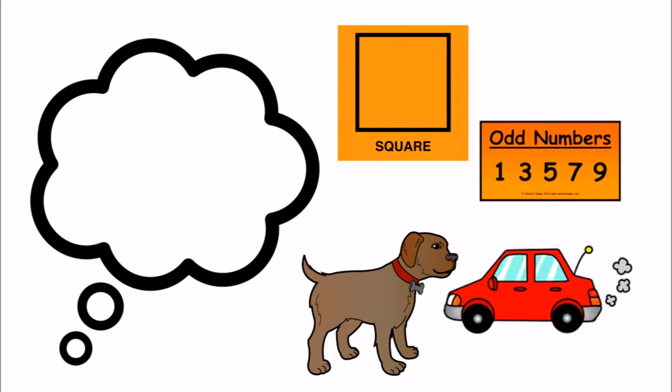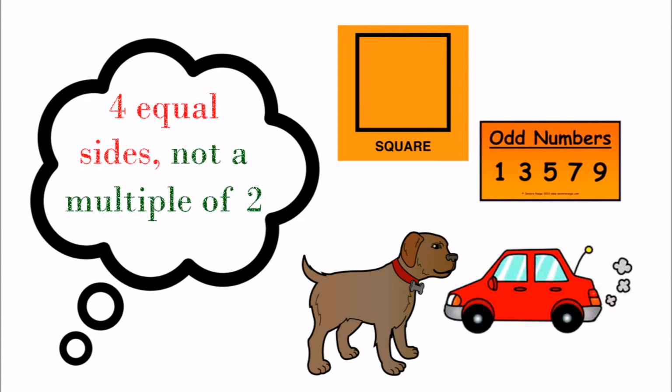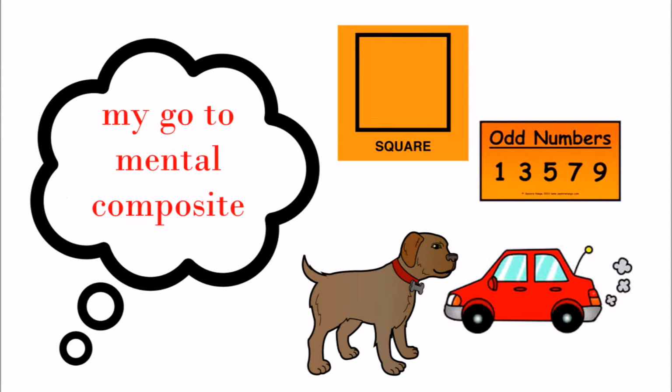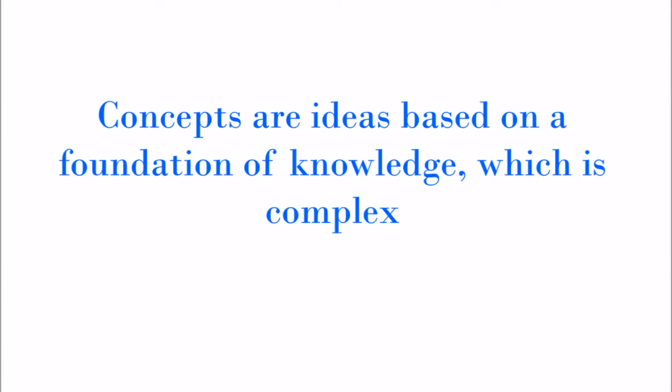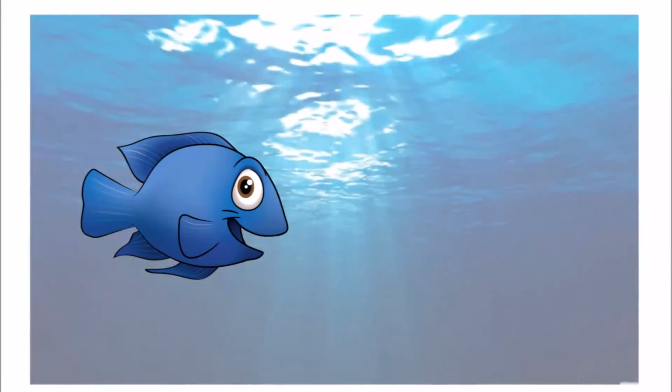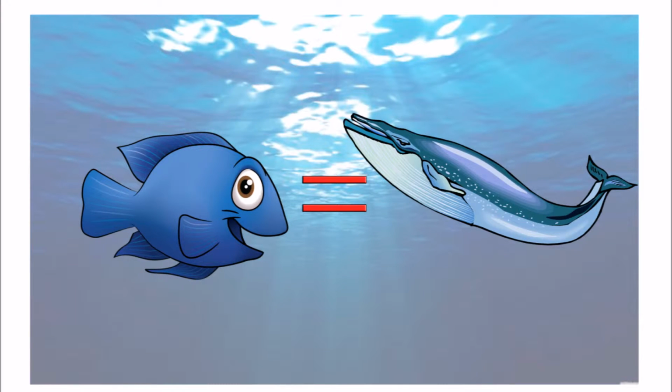So concepts, like the square or odd numbers, are constructed based on the characteristics, and car or dog are represented with prototypes or exemplars. This is important to know because concepts are ideas based on a foundation of knowledge. This foundation is complex because most concepts have deeper meanings. For example, if I said a fish has a tail and lives in the water, a student may think a whale is also a fish.